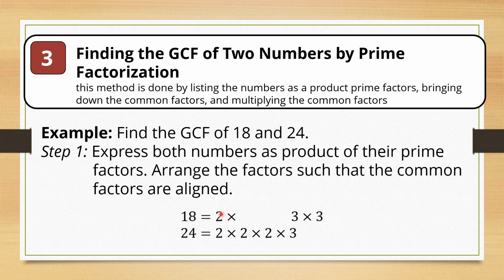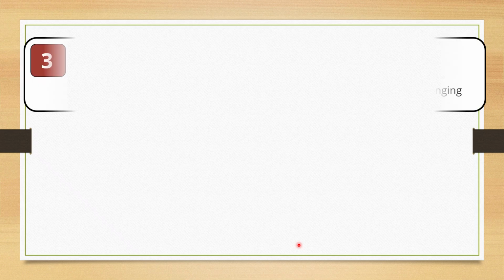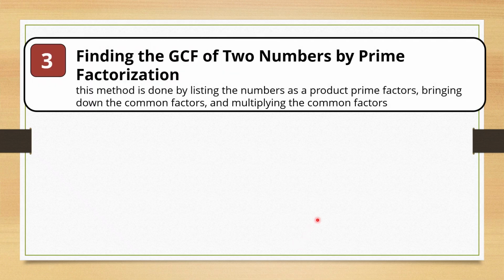So now that you have aligned both common factors, which are 2 and 3, going back to the definition, you are then going to multiply the common factors. 2 times 3 equals 6. Still, you get the same answer whether you're using the listing method or prime factorization. Okay, let's have the third method.